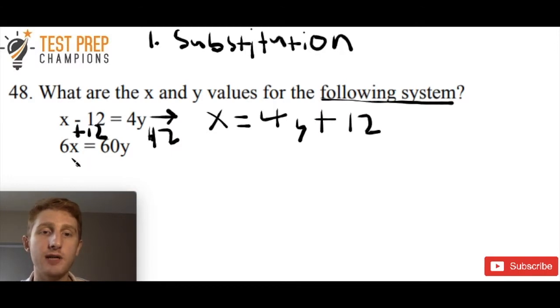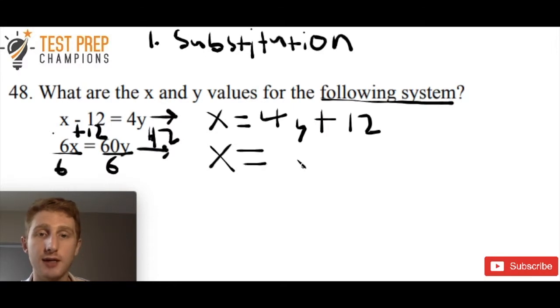Down here we've got 6x equals 60y, so we can actually simplify this. Let's divide by 6 on this side, and we'll also divide by 6 on the other side. So 6x divided by 6 is just going to give us x, because 6 divided by 6 is 1, and 1 times x, we don't usually write the 1. And then 60 divided by 6 is going to be 10. So we've got x equals 10y. We've now got two equations: equation 1, which is x equals 4y plus 12, and equation 2, x equals 10y.